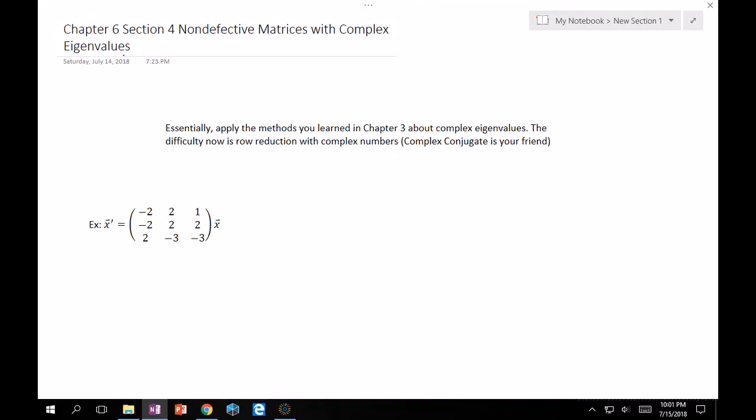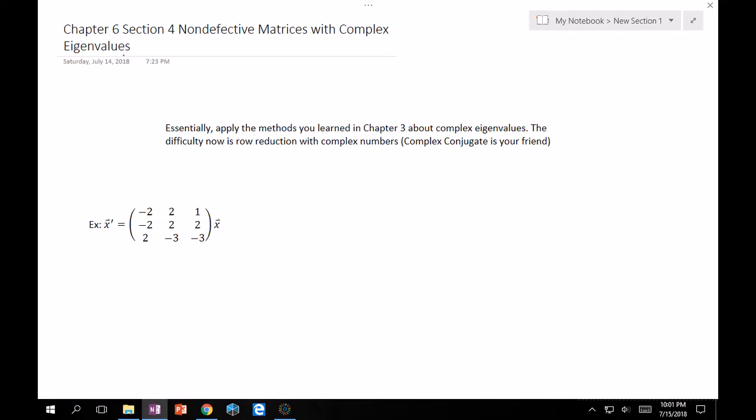Hey everyone. So now, given what we know, we're going to attempt to solve higher order linear systems that have complex eigenvalues. And again, for chapter 6, really all you have to do is apply what you learned in chapter 3 with some intuition about complex eigenvalues and go from there. Really, the hardest part about this is row reduction with complex numbers.